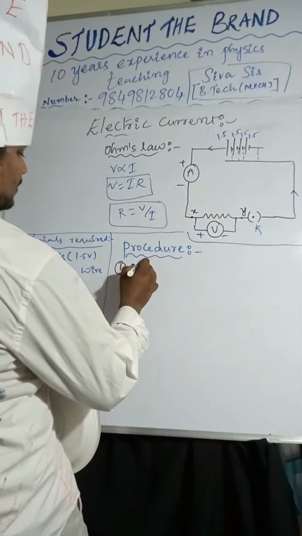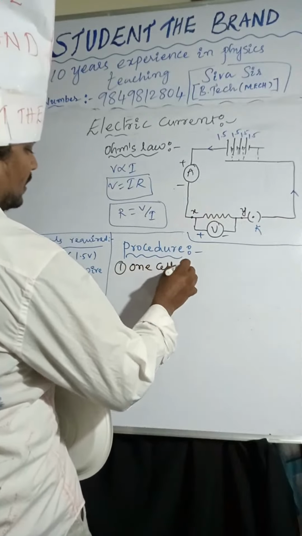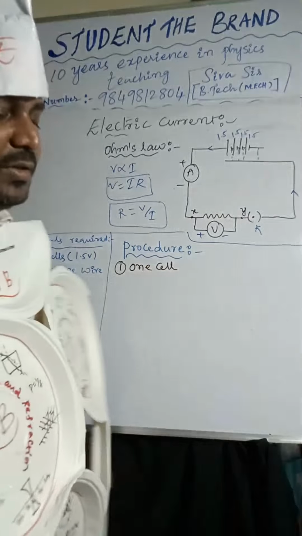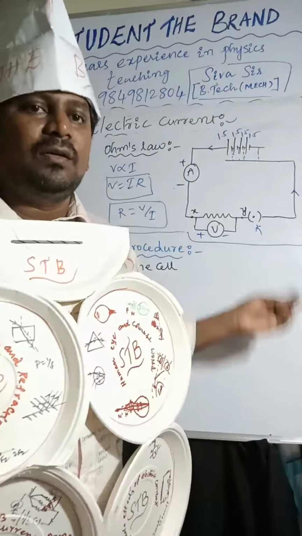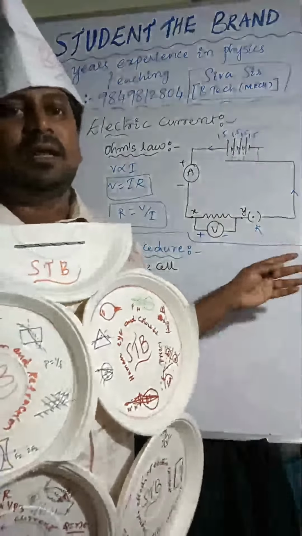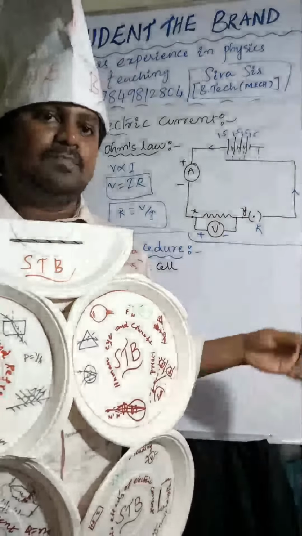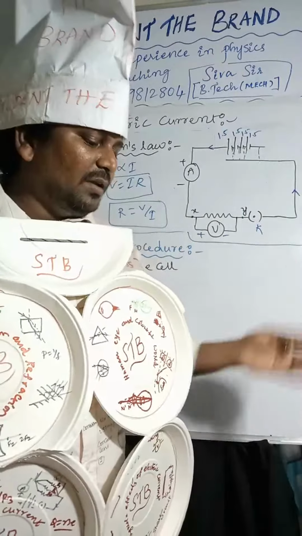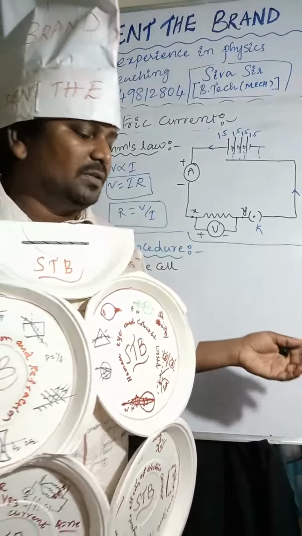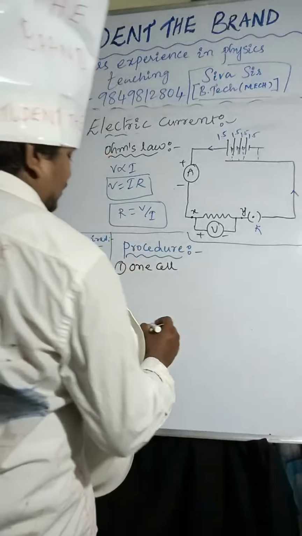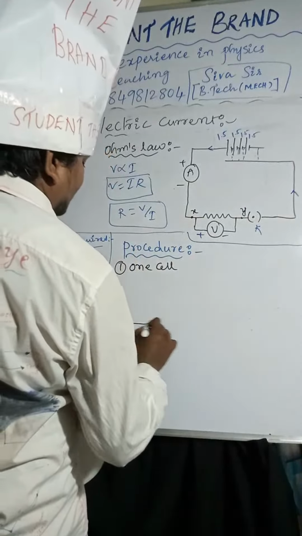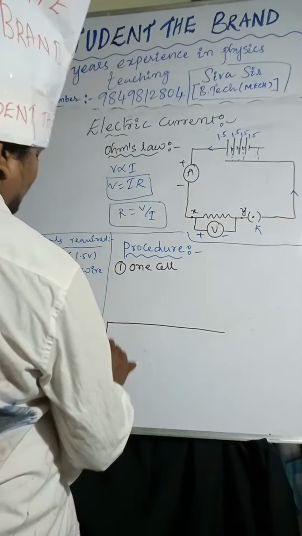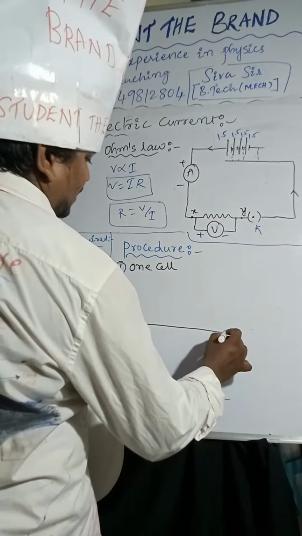First you have to connect one cell and note down the reading of the ammeter and voltmeter. Next, connect two cells, and again note down the reading of the ammeter and voltmeter. Like this, you have to mention it in the tabular form given below. So this is the tabular form.